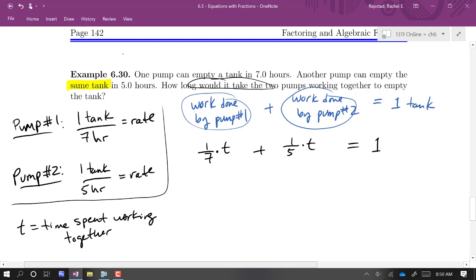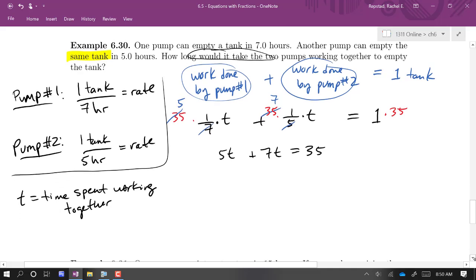It's an equation with fractions. The LCD is 35 in this case, so I'm going to multiply everything by 35. 7 goes into 35 5 times, 5 goes into 35 7 times. So we have 5t plus 7t is equal to 35. And that's a linear equation, pretty simple to solve. 5 plus 7 is 12. 12t is equal to 35. We'll divide both sides by 12.